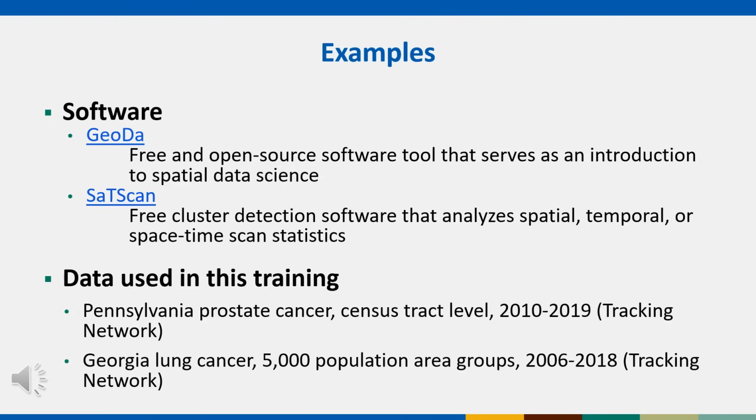The datasets used for this study come from the data that is available on the CDC Environmental Public Health Tracking portal. We will use the aggregated data to show examples of these tools. Pennsylvania prostate cancer rates and standardized incidence ratios, SIRs, are available at the census tract level for a 10-year aggregation, 2010 to 2019. Georgia lung cancer rates and SIRs are available at the 5,000 population aggregation, which is part of the tracking network sub-county aggregations.